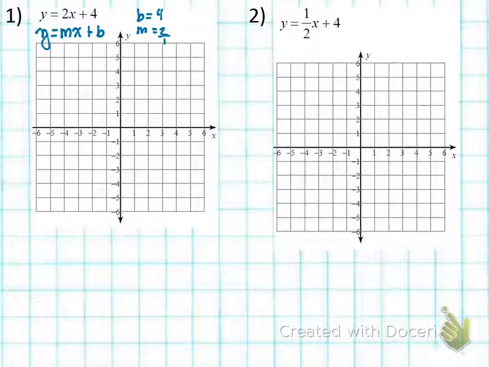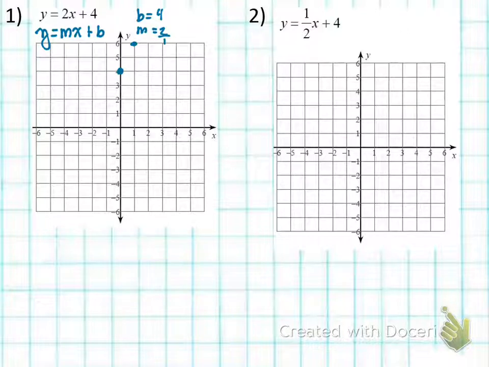So I go to my y-axis, and I go to my y-intercept, okay? So I start from the origin, and I go to my y-intercept of 4. So I go up 1, 2, 3, 4, and I'm going to plot a point here, okay? Okay, make sense so far? So then I look at my slope. My slope is 2 over 1, which means I rise 2 and run 1. So from this point, I'm going to rise 2, run 1. So I'm going to have a point here.